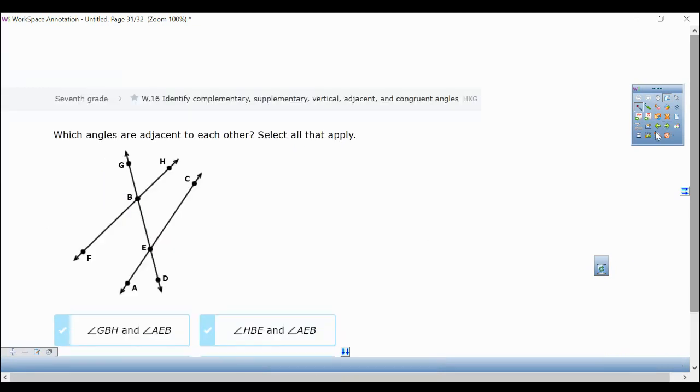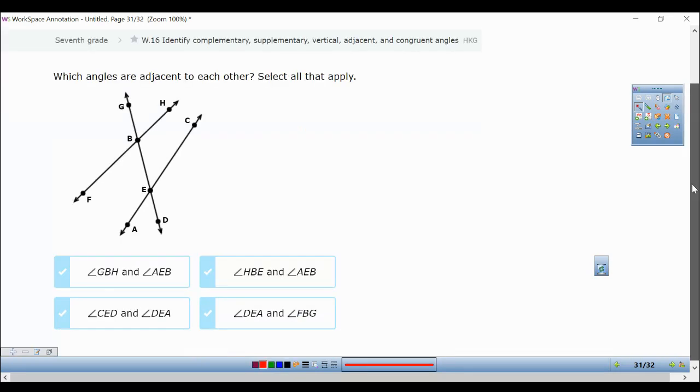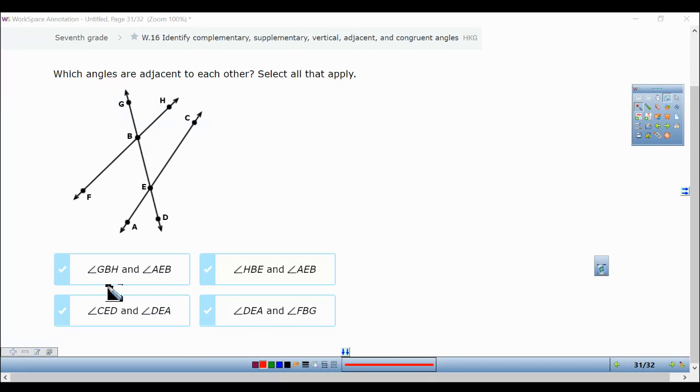Another question. Which angles are adjacent to each other? Adjacent means they're side by side. So which angle is side by side to each other? In this case, let's look at the options first. GBH and AEB. Are these two angles adjacent to each other?